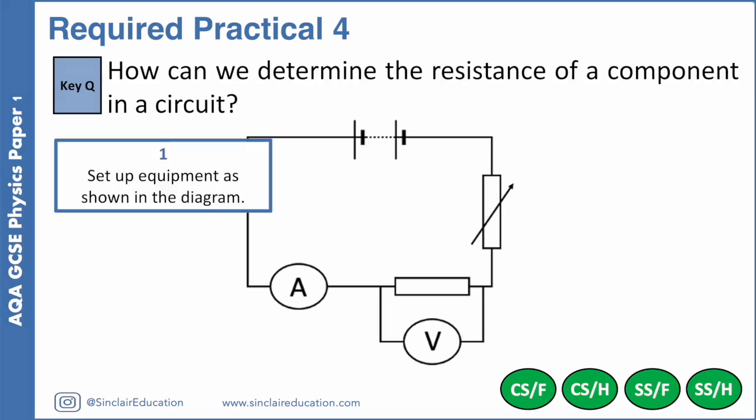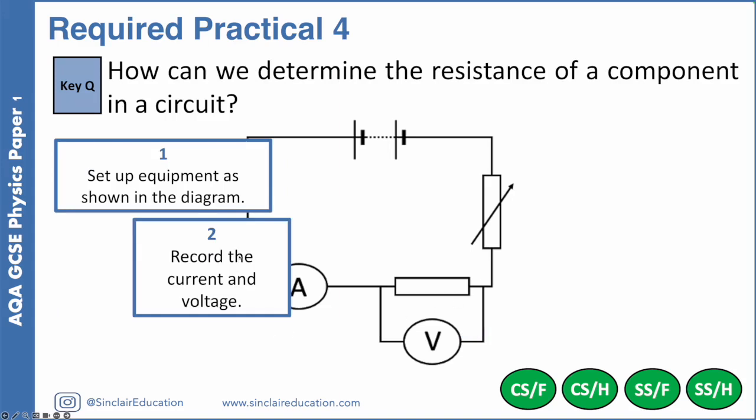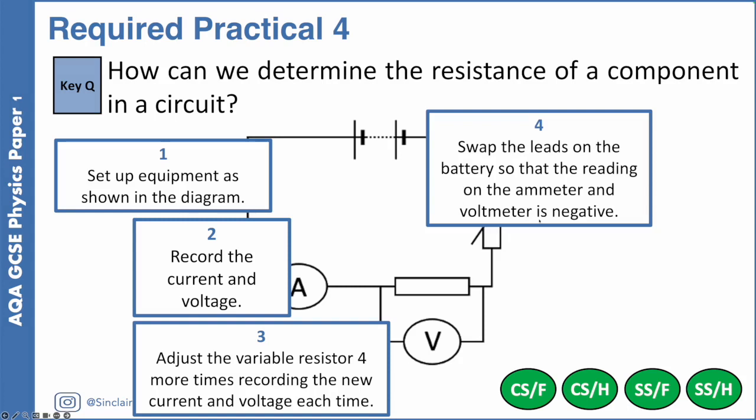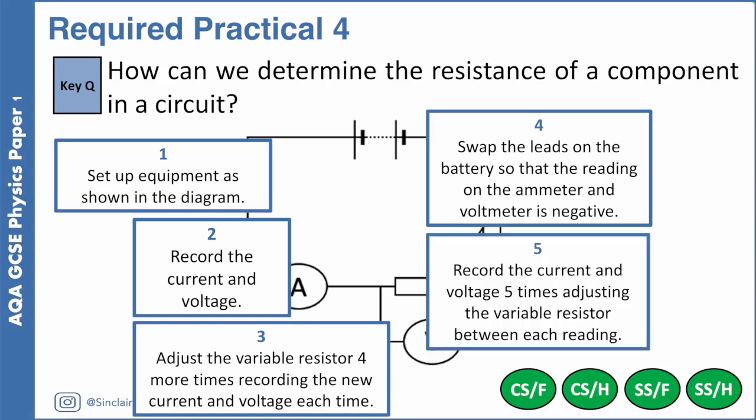We will then set it up, record our current and voltage, and then we'll adjust that variable resistor 4 more times. And as we do, we'll record our new current and our new voltage. So you might try and adjust this to read off a current of like 1, 2, 3, 4, 5 amps. We'll then swap the leads on the battery so that everything becomes negative, and we'll repeat this again. So we'll then take 5 more readings, adjusting that variable resistor as we go.